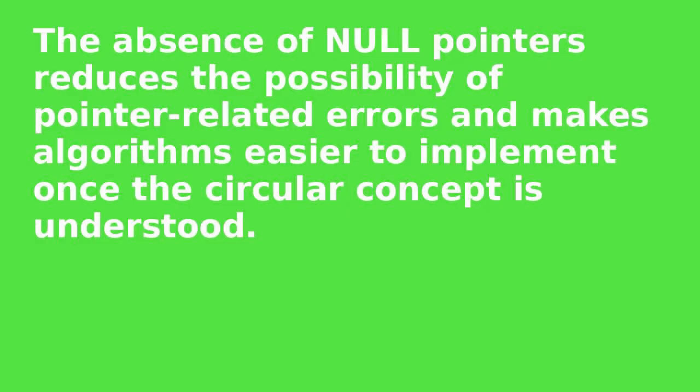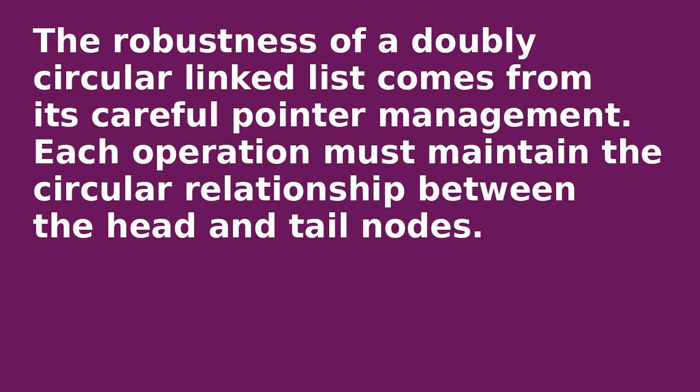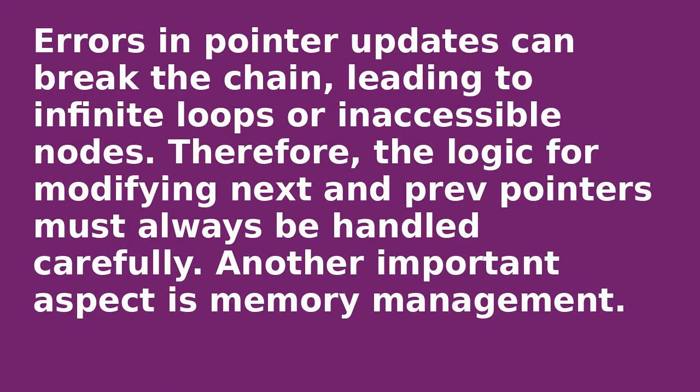concept is understood. The robustness of a doubly circular linked list comes from its careful pointer management. Each operation must maintain the circular relationship between the head and tail nodes. Errors in pointer updates can break the chain, leading to infinite loops or inaccessible nodes. Therefore, the logic for modifying next and prev pointers must always be handled carefully.